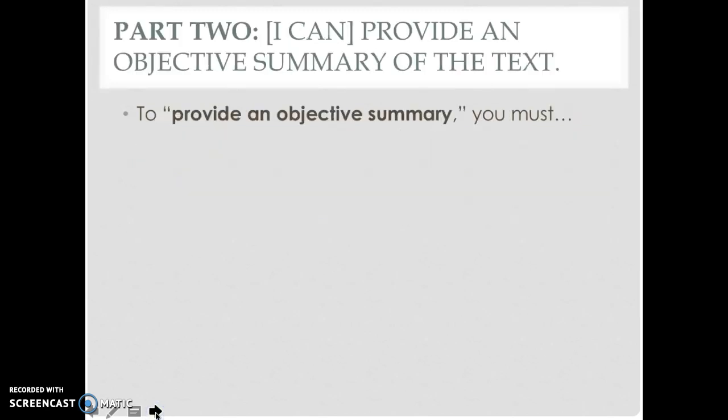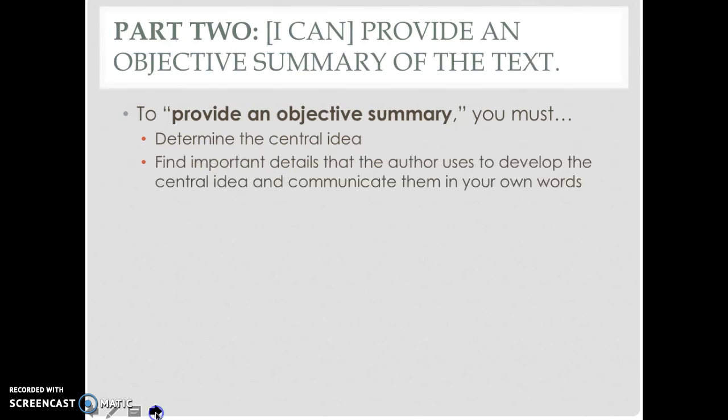But we're also going to go on to part 2, which is I can provide an objective summary of the text. And remember, objective means that it's based on facts, and it's not anything that has to do with your opinion. You're going to summarize the story based on the facts from the story. So the first thing you have to do is determine the central idea. You've already done that. Then you're going to actually fluff it back out and find those important details the author used to develop that central idea. And we kind of already did that to get to our central idea to start with.